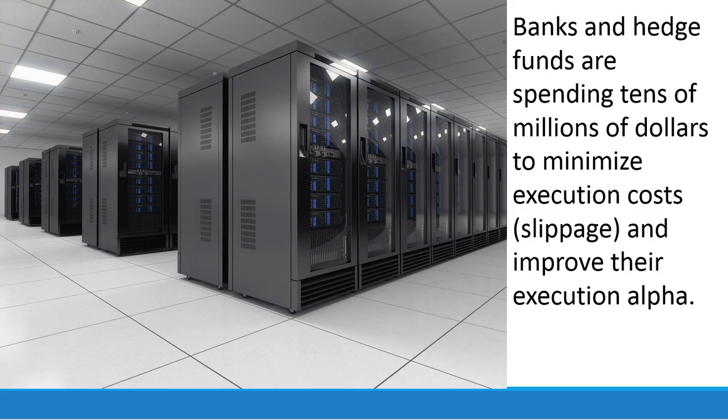Banks and hedge funds are spending tens of millions of dollars to minimize execution costs or slippage and to improve their execution alpha. I remember one day I came in to work at Cargill, and I saw stacks like this outside by the elevator. They're still in crates, but they're all servers that the company had just bought. I don't know if they were used. This was in 2002 or 2003, if they were going to be used for that.